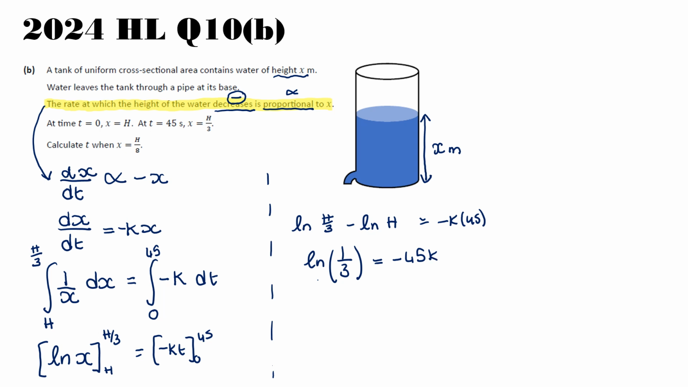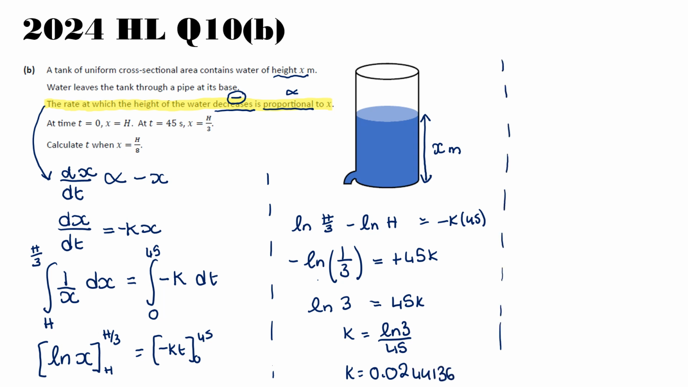Now, if we get rid of this minus by bringing it over, so if I put the minus here instead, then I can bring this as a power. Think of your rules of logs. So the coefficient becomes a power, so it's 1/3 to the power of minus 1. So that's the same as the natural log of 3 is equal to 45k, which gives us k is equal to the natural log of 3 divided by 45, which is kind of nicer than putting in a specific decimal, but if you want to put a decimal, that's absolutely fine. It works out as 0.0244136.